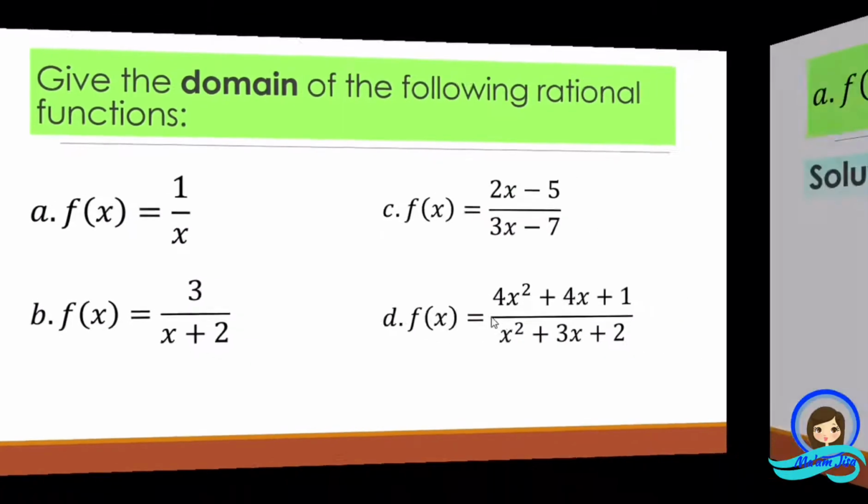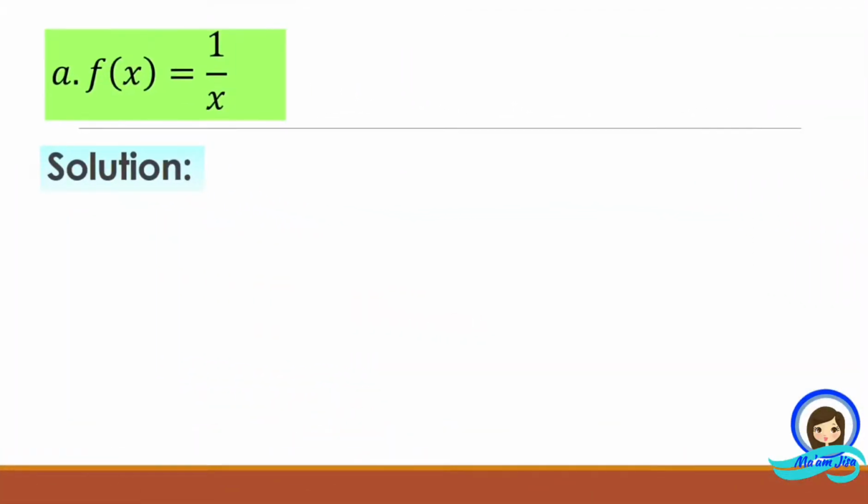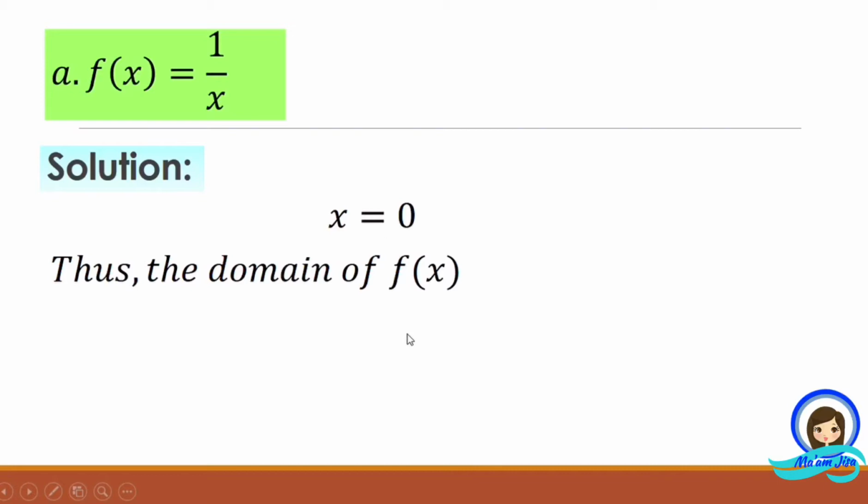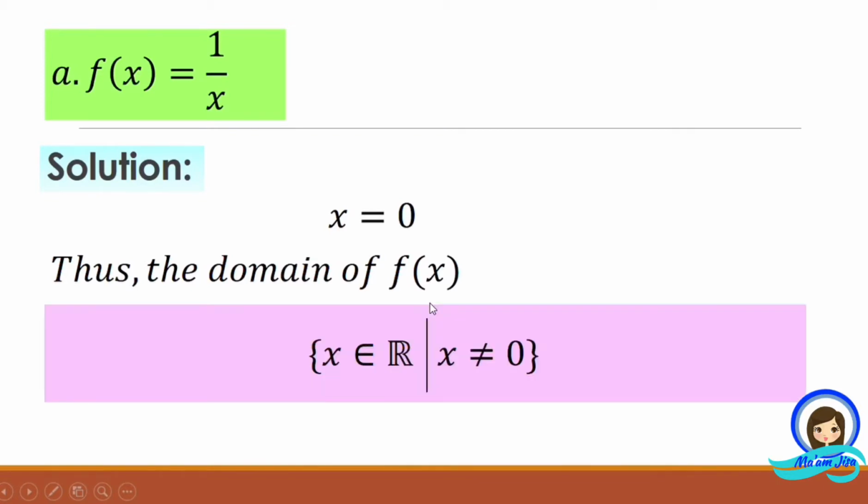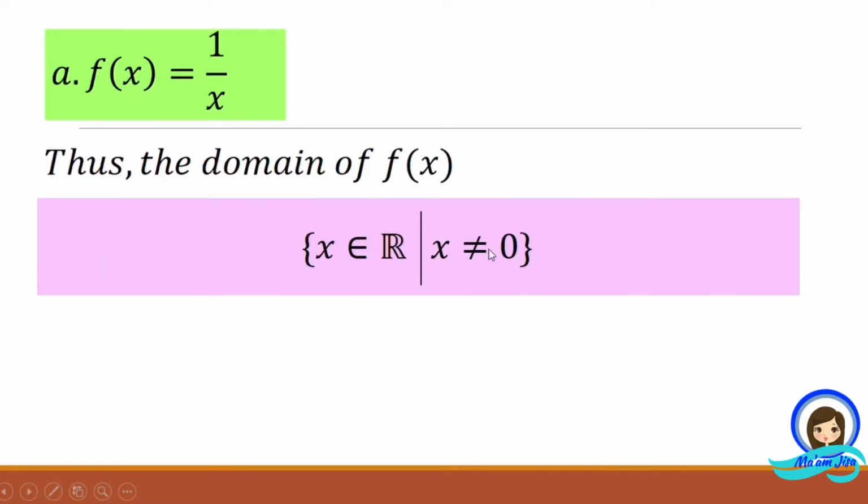Let's start with a. f of x equals 1 over x. So for the solution, we equate x with 0. Thus, the domain of f of x is a set of x's where x is an element of real numbers such that x is not equal to 0. All numbers except 0 can be replaced in the function, and it corresponds to a unique element in the range.